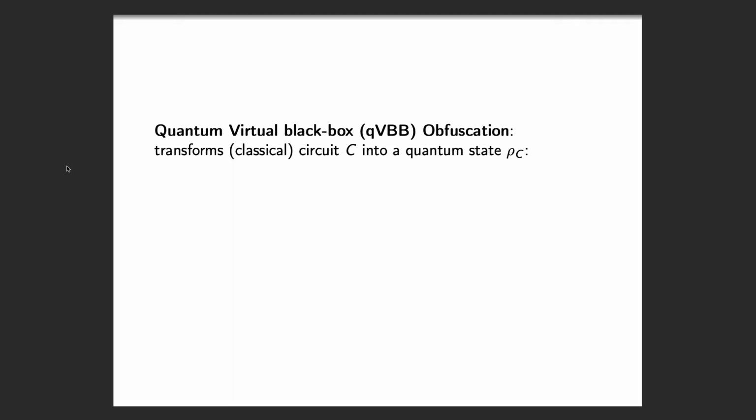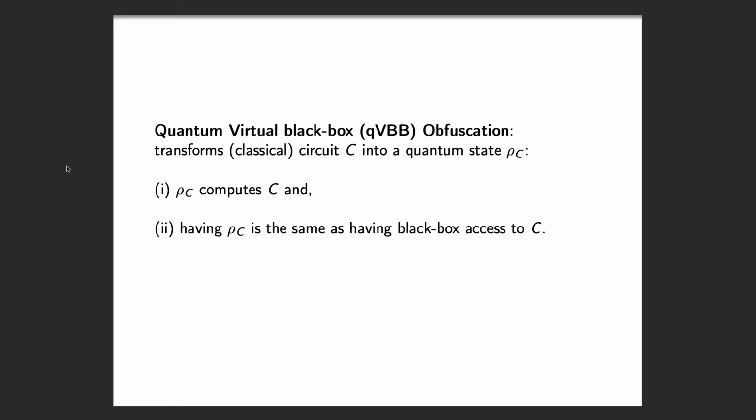So we are interested in a quantum version of this property, which is called quantum virtual black box obfuscation. In this notion, instead of transforming a classical circuit into another classical circuit, we transform a classical circuit C into a quantum state, denoted by rho C here, with the property that rho C still computes the same circuit as before. And moreover, it satisfies the virtual black box property, which says that having access to this quantum state is the same as having oracle access to this circuit C, okay? Oracle access to the function computing C.